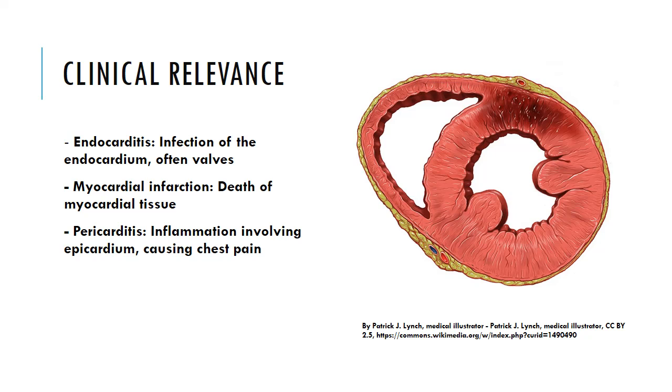Clinical implications related to these layers. These layers can also be affected by disease. Endocarditis is an infection of the endocardium. Myocardial infarction or heart attack is death of myocardial tissue due to blocked coronary arteries. Pericarditis, which can involve the epicardium, causes chest pain and a characteristic friction rub.